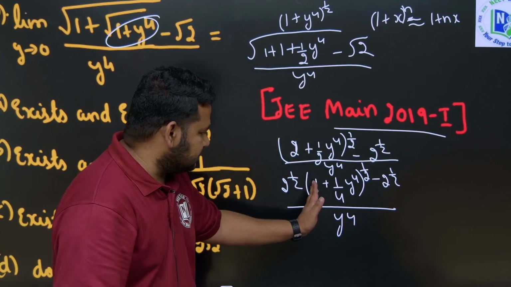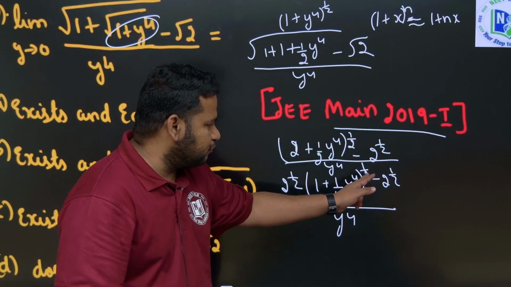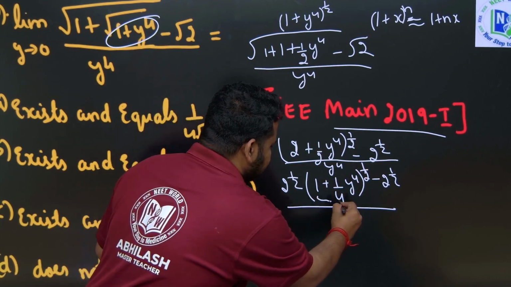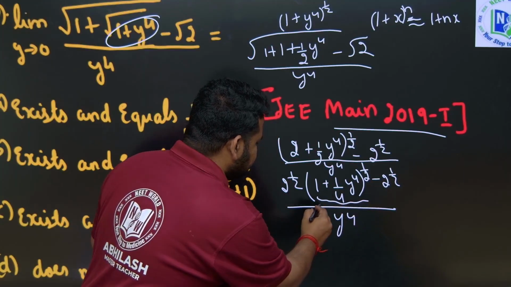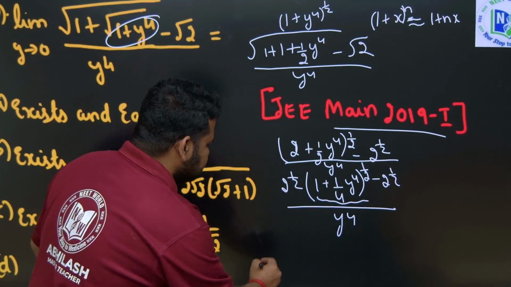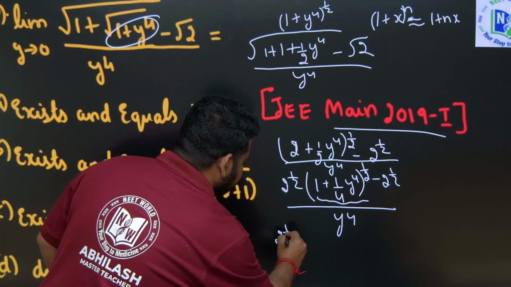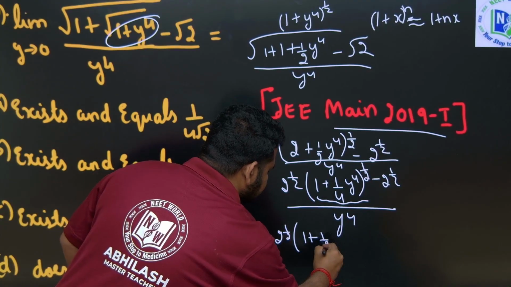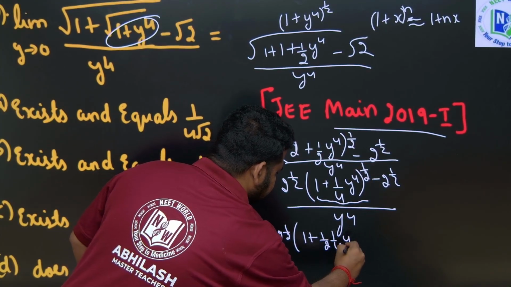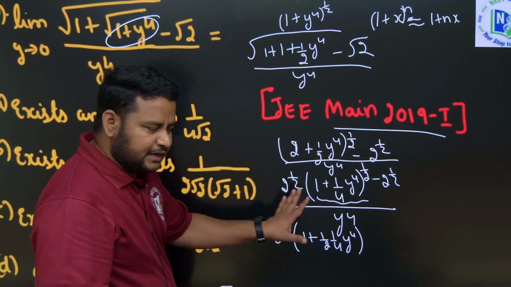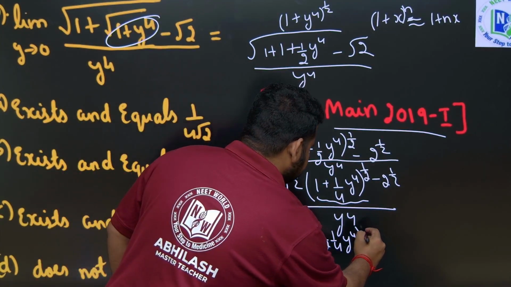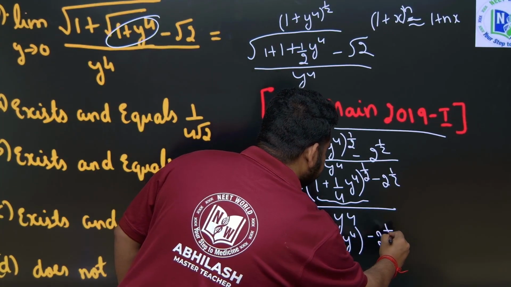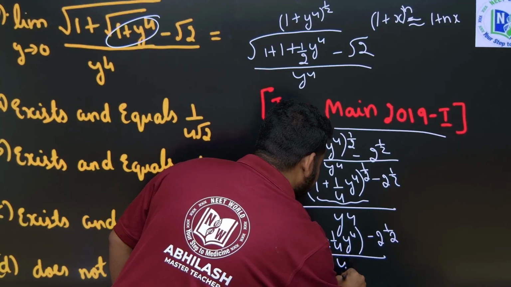So for this 1 plus 1 by 4 y to the power of 4 to the power of, this is nothing but n. For this, if I apply binomial approximation, what will this become, friends? So this will become 2 to the power of 1 by 2 into 1 plus 1 by 2 into 1 by 4 into y to the power of 4, minus 2 to the power of 1 by 2, divided by y to the power of 4.